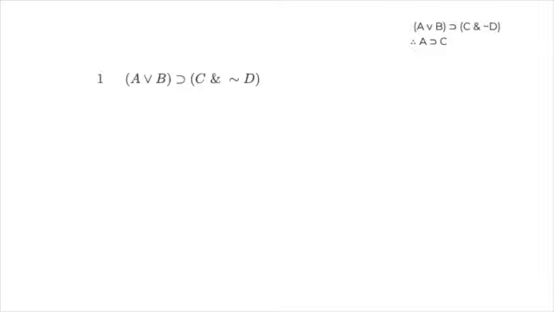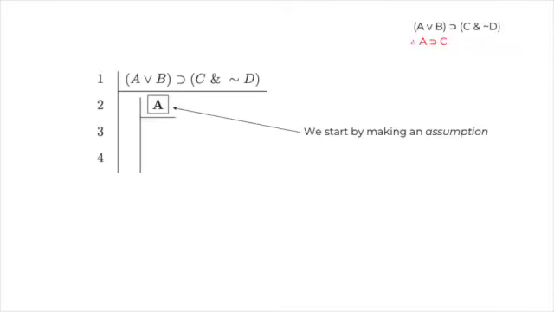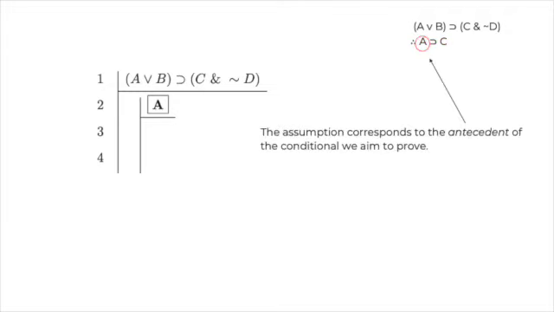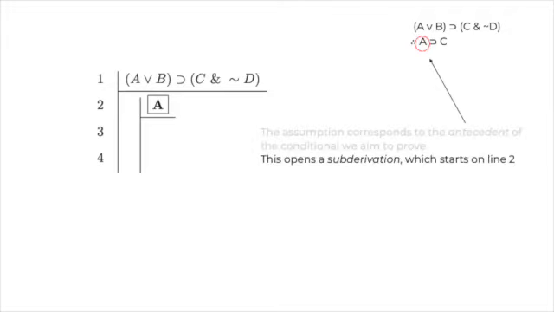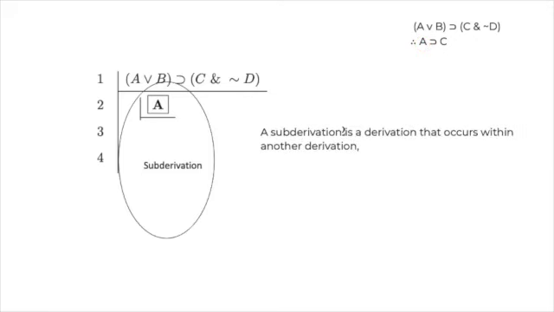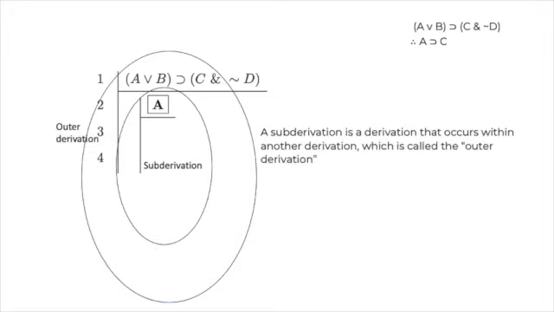So we start our SL argument as always, by stating our premises. We keep our conclusion in a corner to remind us of where we want to arrive. Since we want to show that if A is the case, then C is the case, we start by introducing A as an assumption. The assumption we begin from always corresponds to the antecedent of the conditional we aim to prove. This opens a subderivation, which starts on line 2. A subderivation, as you might have guessed, is a derivation that occurs within another derivation. This other derivation is called the outer derivation.